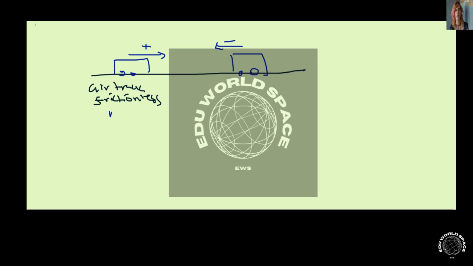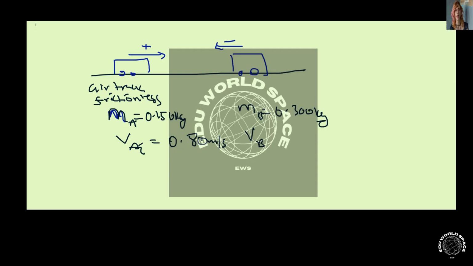The mass of the first glider happens to be MA, which is 0.150 kilograms. The mass of the second glider happens to be 0.300 kilograms. The initial velocity of the first glider is 0.80 meters per second. And then the initial velocity of the second glider, because it's moving towards the left, we're going to make it negative 2.20 meters per second.